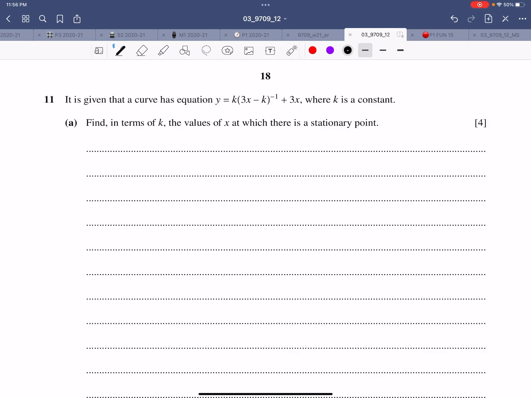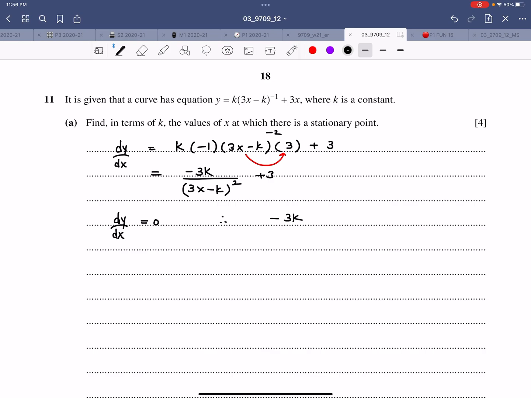So dy by dx is equals to k as it is. Minus 1 comes down, 3x minus k, power reduces. Derivative of bracket is 3, and 3x the derivative is 3. And double check. So therefore this is minus 3k over 3x minus k whole square plus 3. Stationary points: dy by dx equals to 0. Therefore minus 3k over 3x minus k, the whole thing square, plus 3 equals to 0.